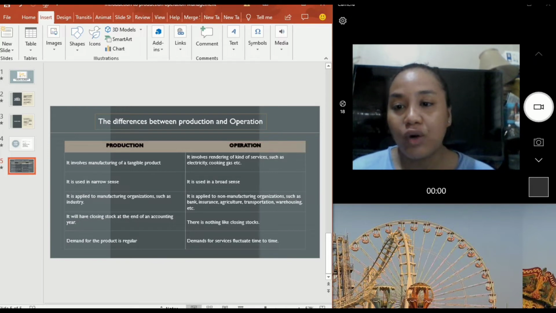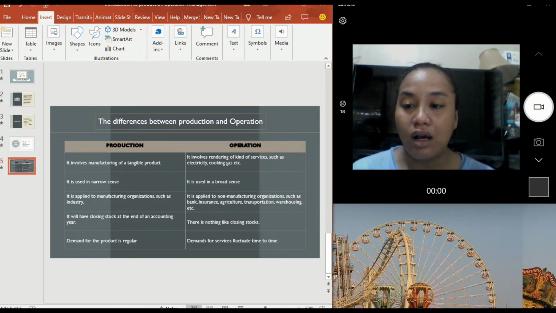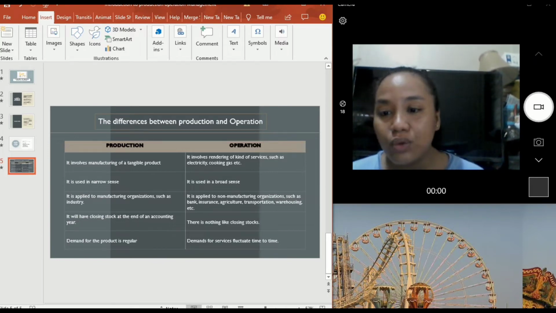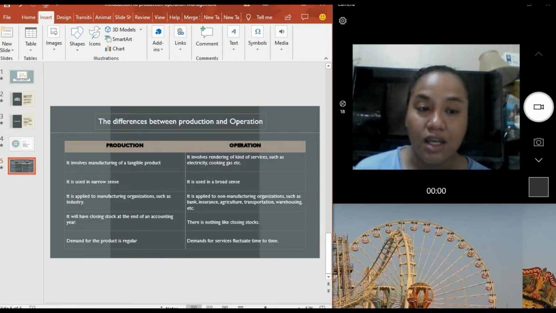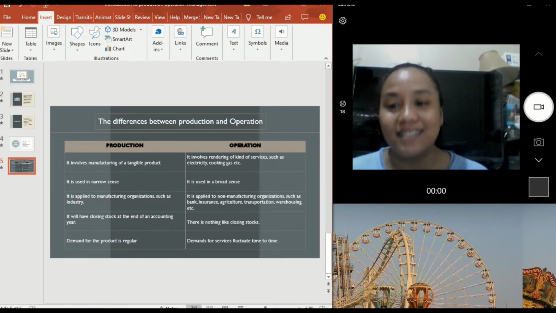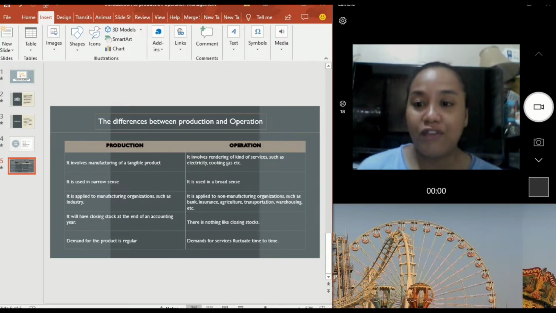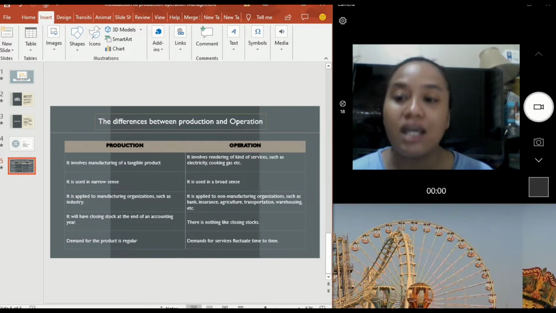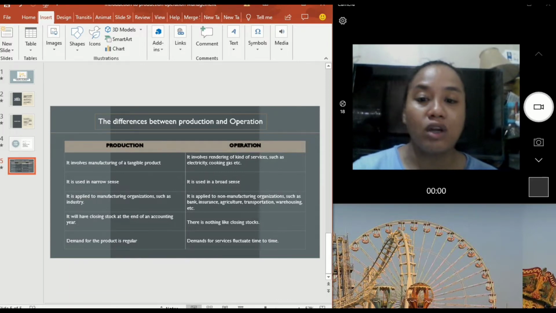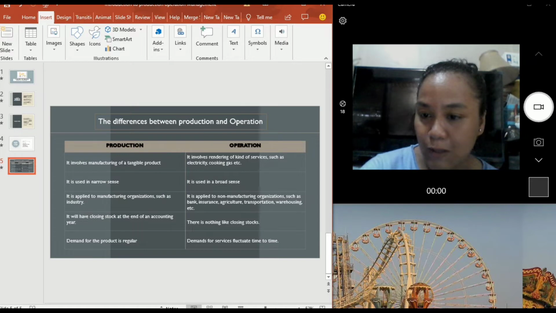And for the production, the second one is, it is used in a narrow sense, so it means limited or exact. For the operation, it is used in a broad sense. So do you see the difference? For the production, again, in a narrow sense, and for the operation, in a broad sense.